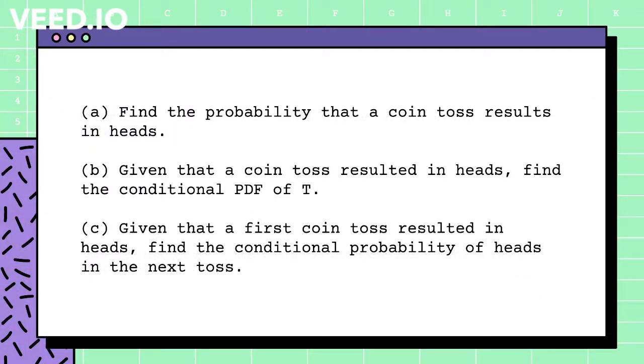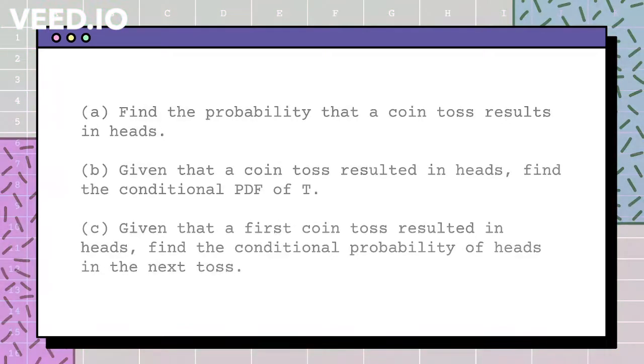In the first part, we have to find the probability that a coin toss results in head. In the second part, we have to find the conditional probability density function of t, given that the coin toss resulted in head. And in part C, we have to find the conditional probability of heads on the next toss, given that the first coin toss resulted in head. We shall go through each part one by one. For me, this problem is a great example to understand the main logic behind conditional distribution and probability density function and its applications.